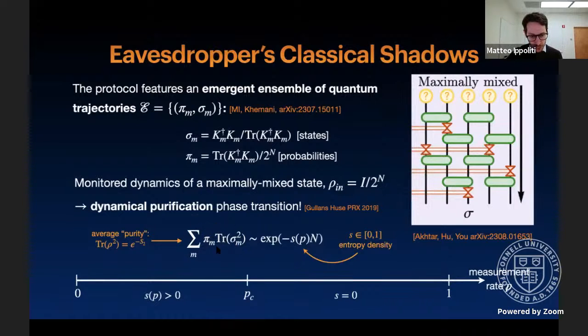And this average purity, again, is related to a second Rényi entropy. So it has to do with entanglement. And it defines this dynamical purification phase transition by the value of this entropy density here. So if we take this quantity and express it as e to the minus some coefficient times system size, the value of this coefficient is what determines these phases. And as I was saying, we have these two phases. At frequent measurement, this density becomes 0, and then at infrequent measurement, the density becomes greater than 0.